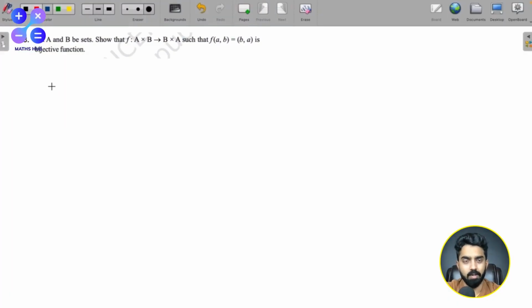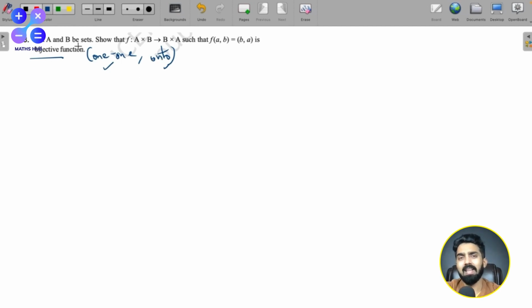Awesome. Let's look at the next question. Let A and B be sets. Show that the function from A cross B to B cross A such that f of (a, b) equals (b, a) is a bijective function. So we need to show it is both one-to-one as well as onto, right? That's what bijective is: it's both injective as well as surjective.